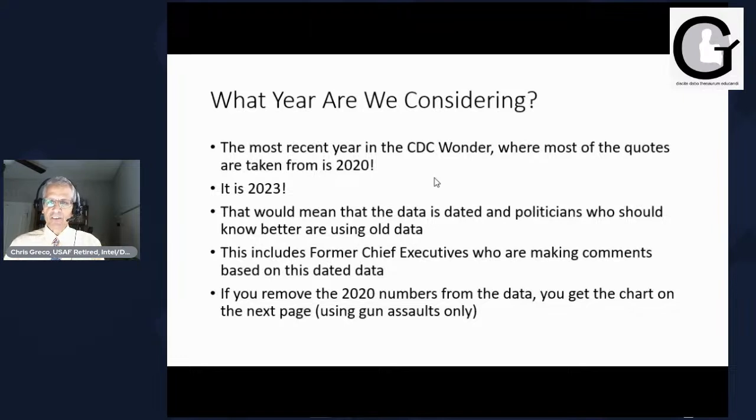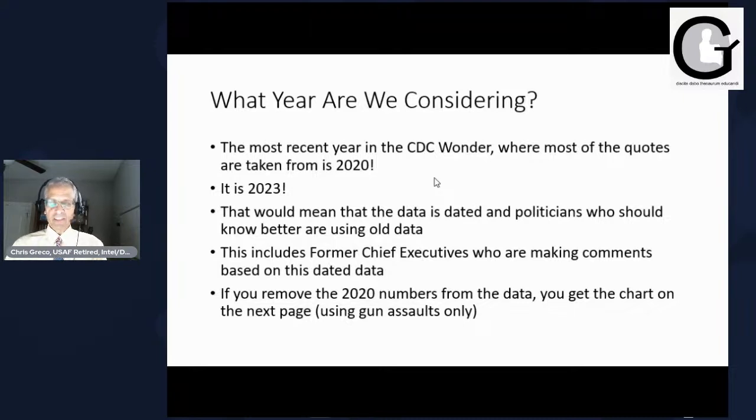The most recent year of CDC Wonder, where most of the quotes are taken from, is 2020. And I do have 2021 in there under multiple causes of death, but not underlying cause of death, single cause of death. It's 2023, folks. The data is dated, and politicians who should know better are using that old data. I mean, 2020 was the midst of the pandemic, just the start of it. January, February, March 2020, we were in the throes of it.